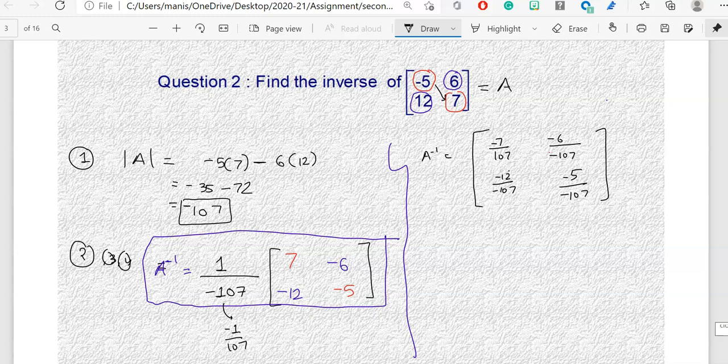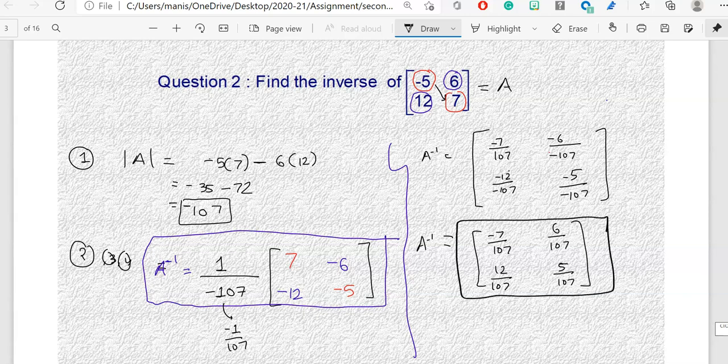Okay, so now my final answer will be, I do not think I can simplify any of them. Yes, I cannot simplify. Let me write my final answer. A inverse is equal to negative 7 over 107. This will become positive because of the negative in the numerator and denominator. And this will be your 12 over 107, and that's your 5 over 107. So this is the inverse of your matrix. This is also the right answer.